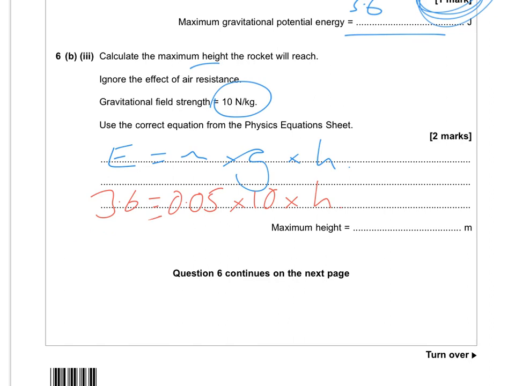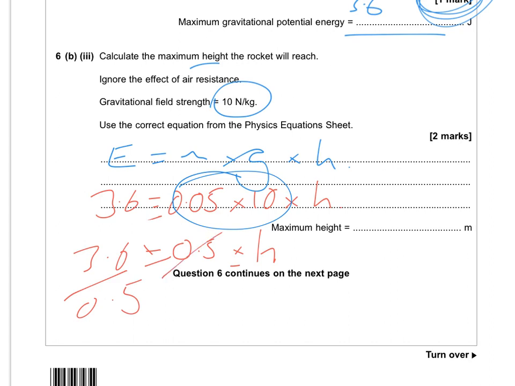So 3.6 equals 0.5 times h. Let's just put those two together. And now we've got to rearrange it. So we need to leave h on its own, take the 0.5, do the opposite of what it's doing. It's currently doing times, so we're going to divide by 0.5. Cancels that, leaves h. So the maximum height is 7.2 metres.